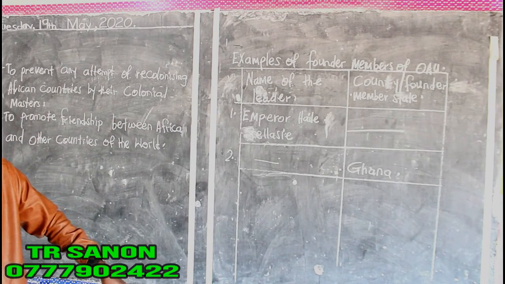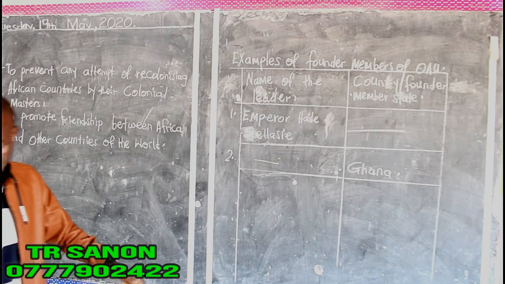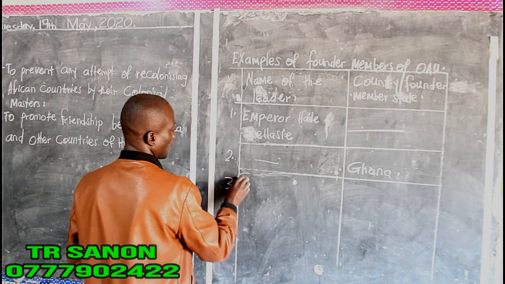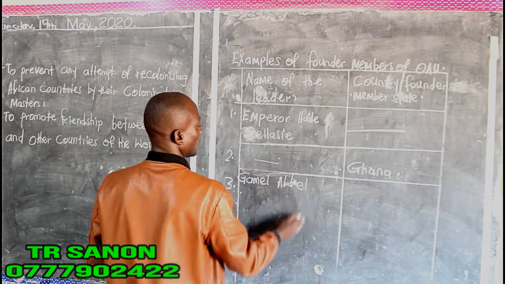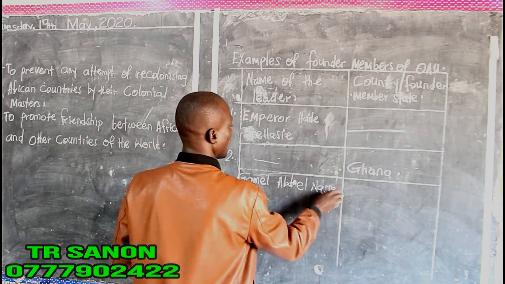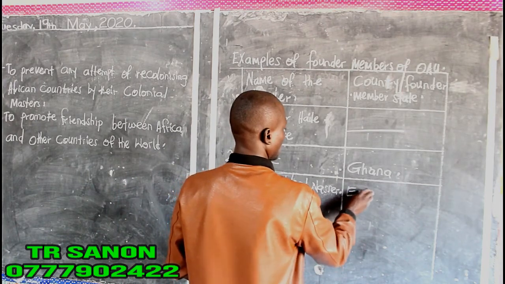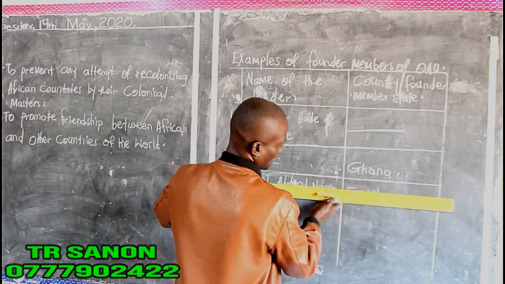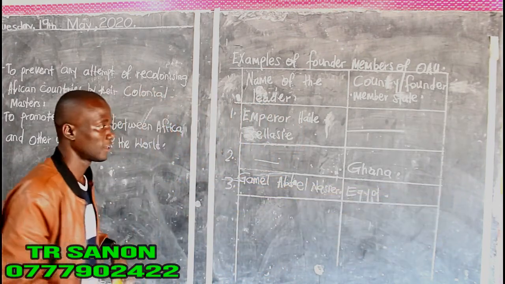We have the third one as Gamal Abdel Nasser. He came from a country called Egypt. He was an African leader from Egypt. Please have this filled in.